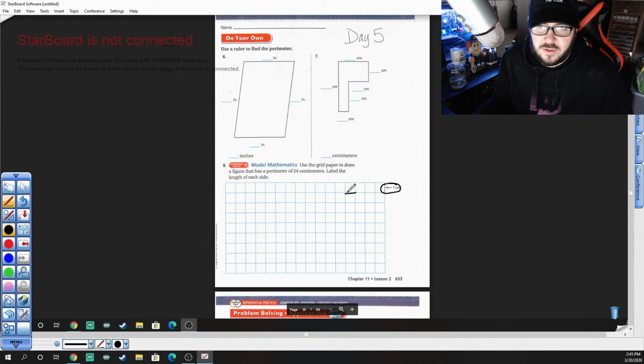So 2, 3, and so on until you get 24 centimeters. And again, it doesn't have to be a 4-sided shape. You can just count as you go. 4, 5, 6, 7, 8, 9, 10, 11, 12, 13, 14, 15, 16, 17, 18, 19, 20, 21, 22, 23. There, I made 24. So don't copy my shape, but something like that. Count till we get to 24 and make sure we get close to the end when we're getting close to 24.